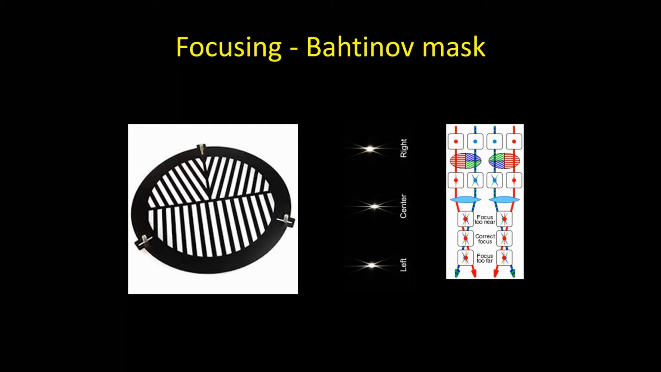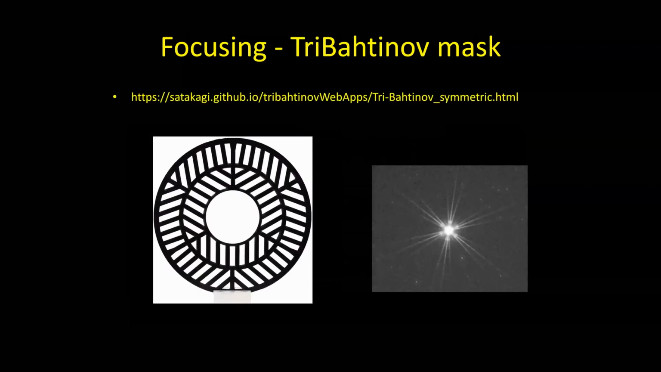Then I discovered this Bahtinov mask, and it's actually a really helpful utility. The point is that the slots on this mask, under an angle, produce basically a star-shaped diffraction pattern. If everything is in focus, you get a perfect little star. If it's off focus, you get a line that's not really going through the middle. It's very easy to notice, and some of the software actually knows how to deal with it.